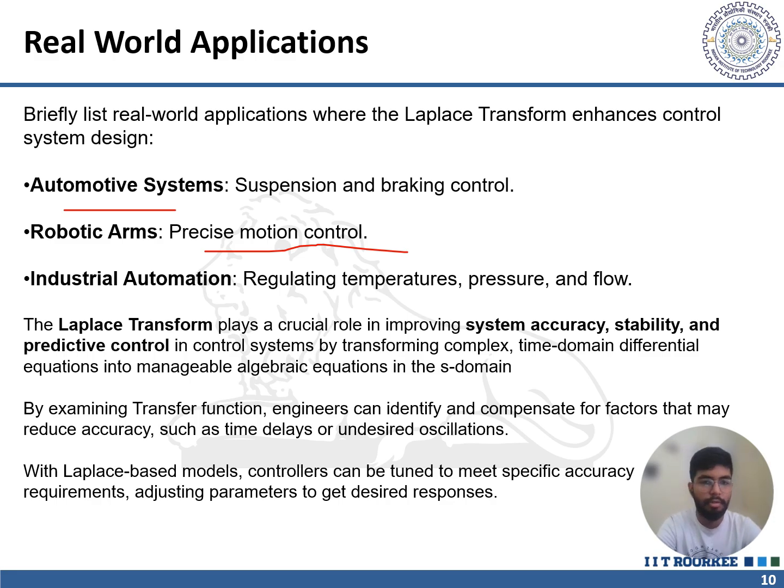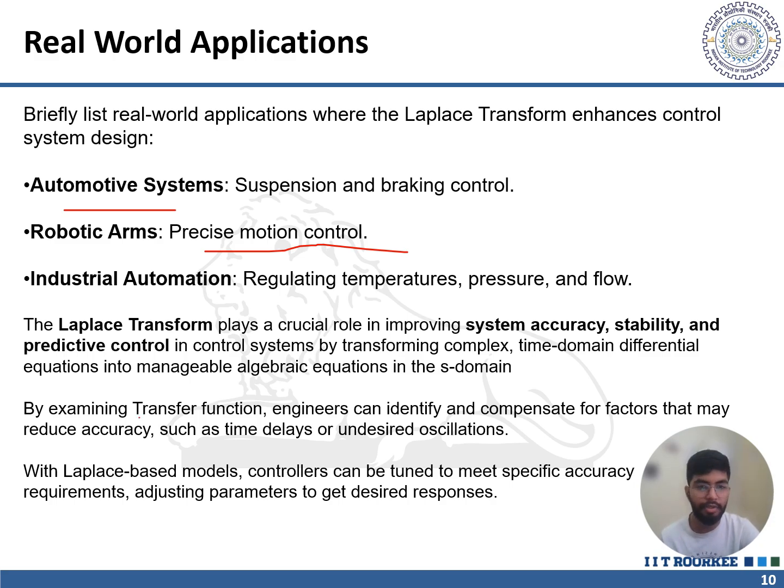So at the end, we can say that the Laplace transform plays a very important role in improving system accuracy and stability, and we can use this mathematical tool to simplify the calculations of control systems, and we can solve complex equations by simplifying them.